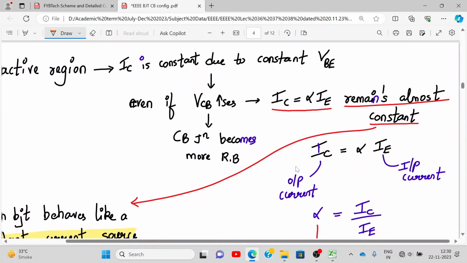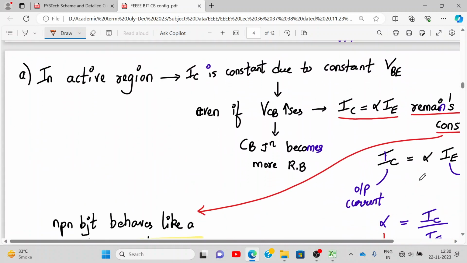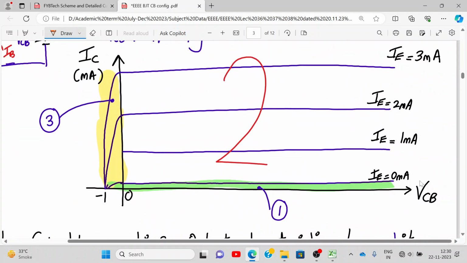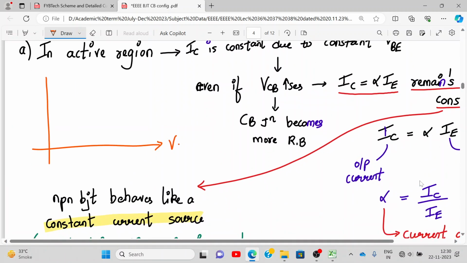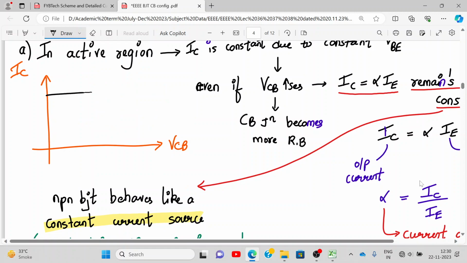Now, where is my active region? This is my active region, right? Let me draw it over here. So my active region looks like this. This is VCB versus IC. And how are the characteristics? Like this, straight lines. Okay? So these are different values of I equal to 1 milliampere, 1.5 milliampere.